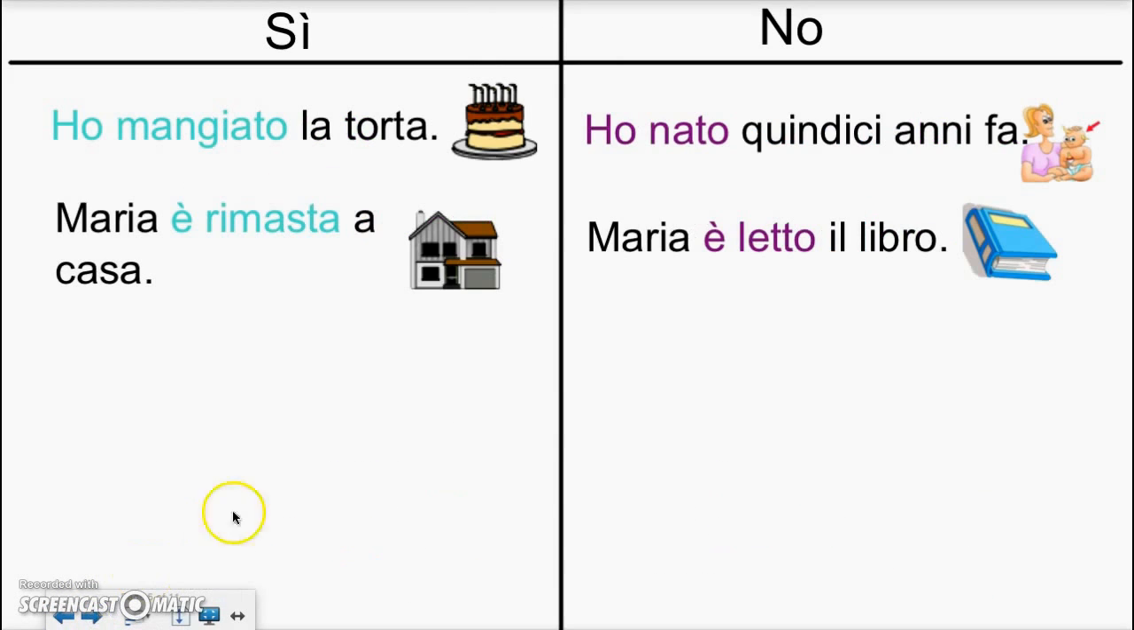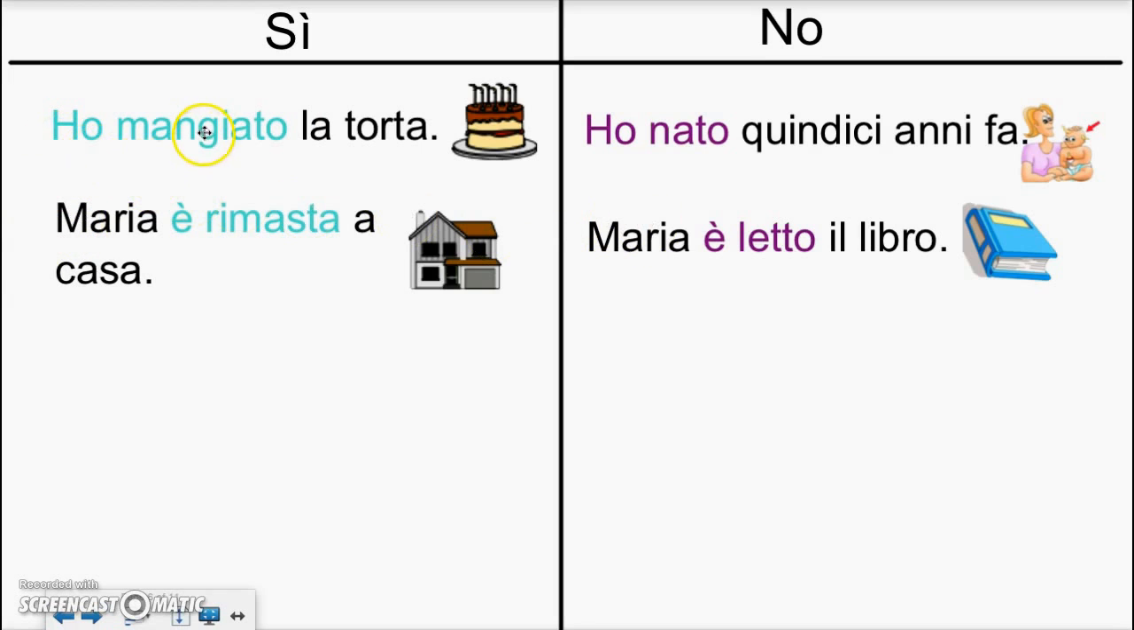Okay, so now moving on, the lesson today is focusing on when to use which helping verb. When I say helping verb, I mean whether you use avere plus the ending here, mangiato or rimasta. All of these are key components to forming passato prossimo, and so you need the helping verb plus that. The participio passato is what they say in Italian.